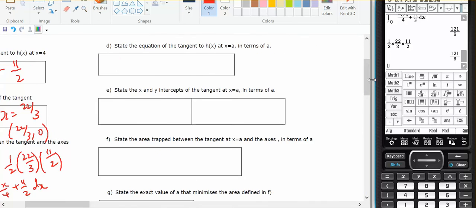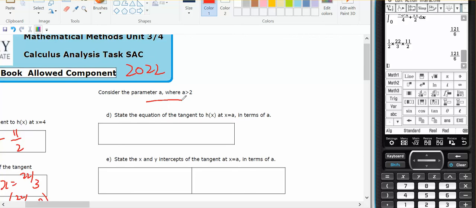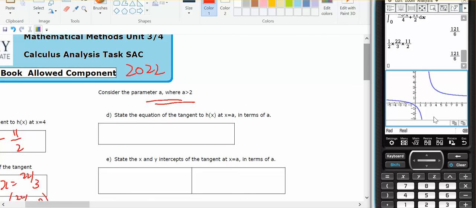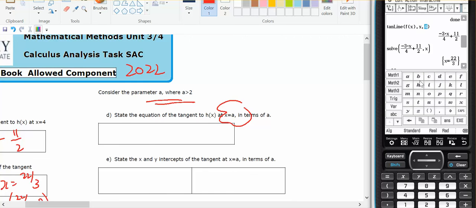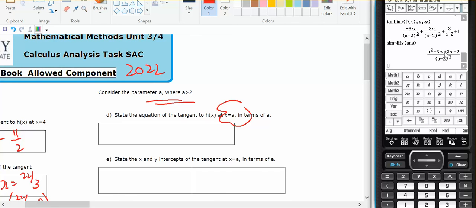Okay, the second part of the question then moves into, we're now going to consider a being bigger than 2. So we're only looking at this side of our hyperbola. A is bigger than 2. And we want to find the equation of a tangent at x equals a. I come back up here and I grab my tangent at x equals a. That gives me that. If I simplify that answer, it's no better.